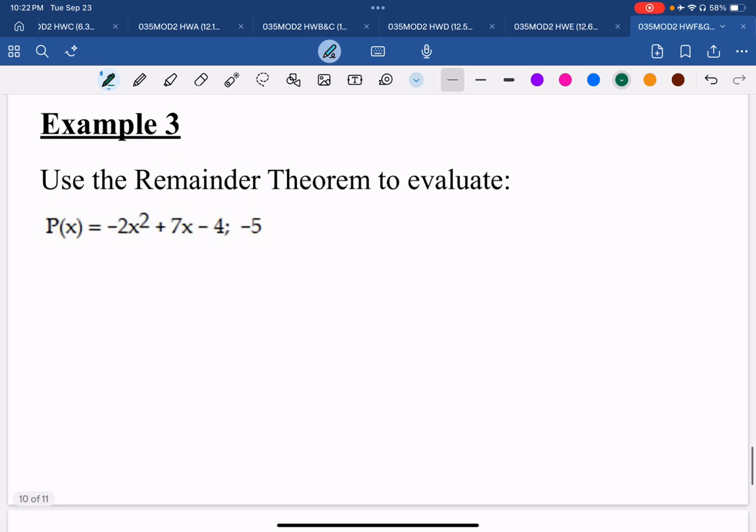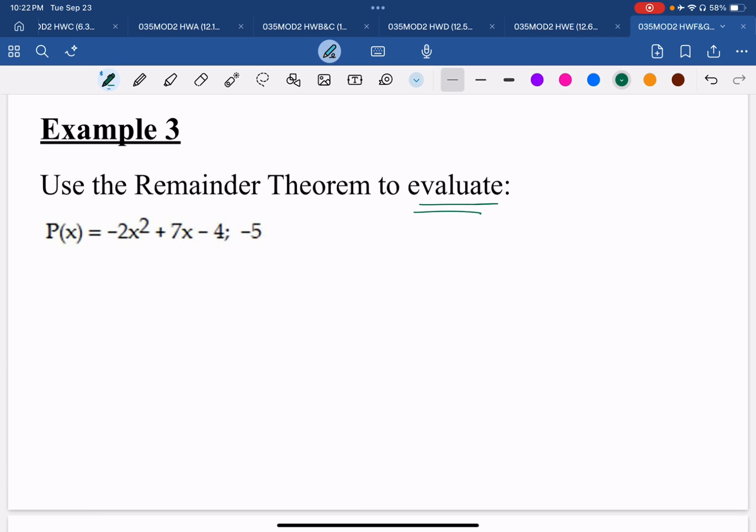So if we saw this, and it says use the remainder theorem to evaluate, we have 2 options. Option 1, we can put in negative 5, do all that work and find our remainder, or option 2, evaluate that. Option 2 is quickest. That's the whole idea, that's the point of this theorem.